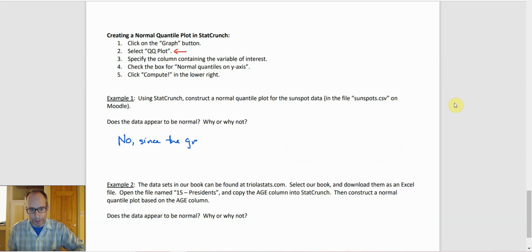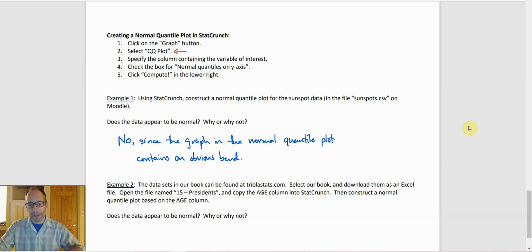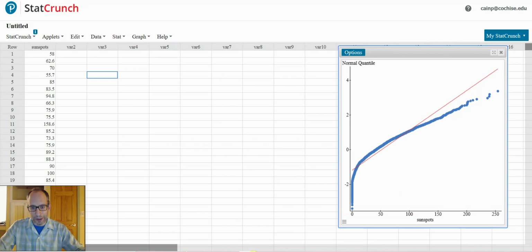So you'd say no, since the graph in the normal quantile plot contains an obvious bend. Right? That's certainly what we had. If I go back to it for a second, right, that is not straight.